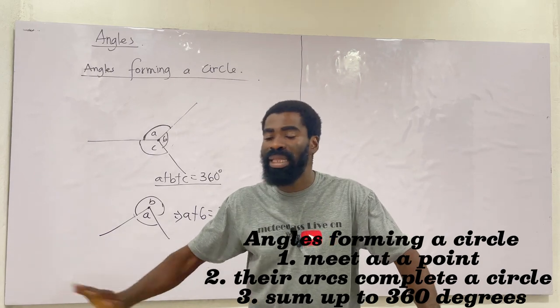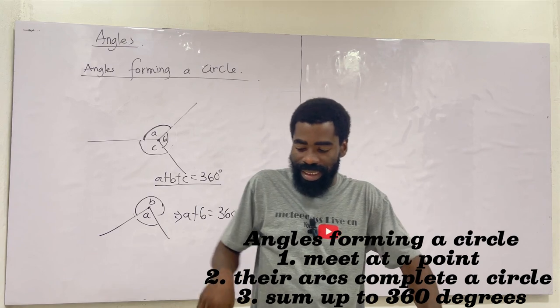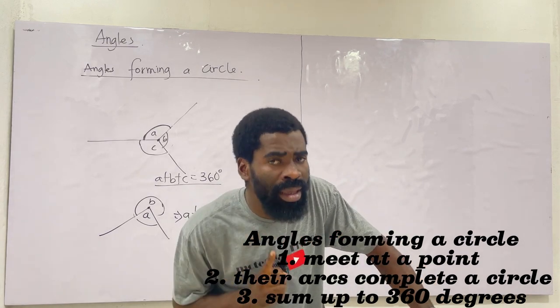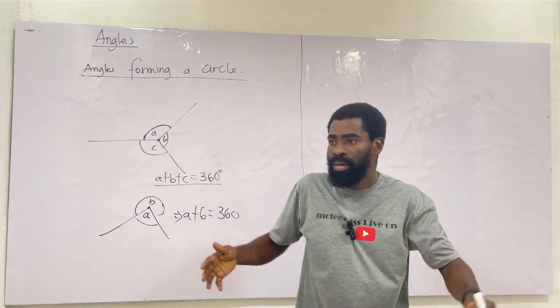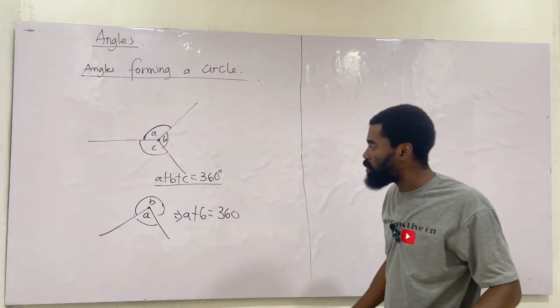So you don't just say angles meet at a point to solve the 360. When they meet at a point, the next condition is: do their angles complete a circle? If their arcs are completing a circle, then that is true. So that's the first one.